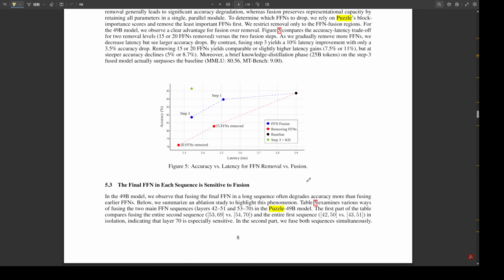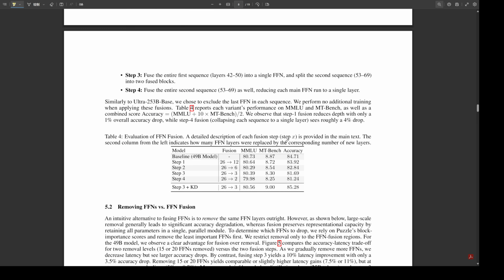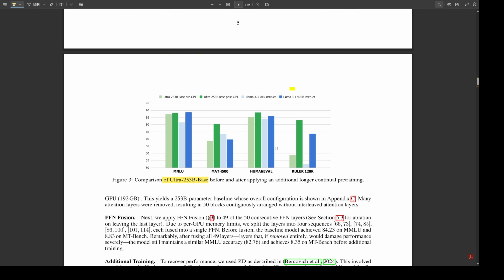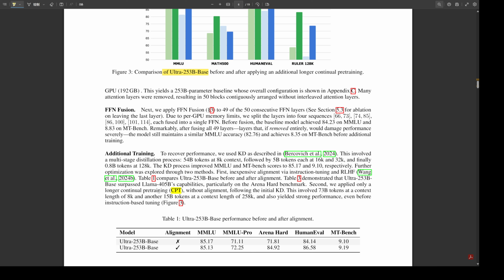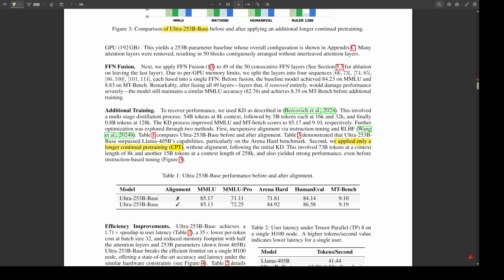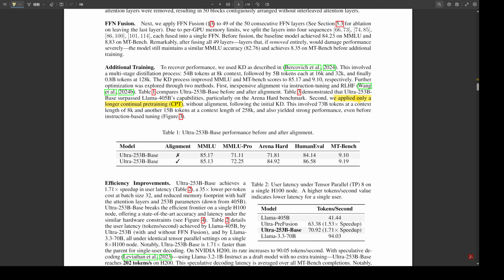Well, their GPUs had memory limitations, so they had to split that long sequence into 4 smaller segments to do the fusion. Okay, so they couldn't fuse the whole thing at once. Right. But what's really interesting is that even before any further training, this fused model performed remarkably well. Really? It was comparable to the baseline model on the MMLU benchmark. Wow. And only had a slight dip in performance on MT-Bench. So even this radical change to the network structure didn't completely destroy the model's abilities. Exactly. It's a testament to the power of FFN Fusion.